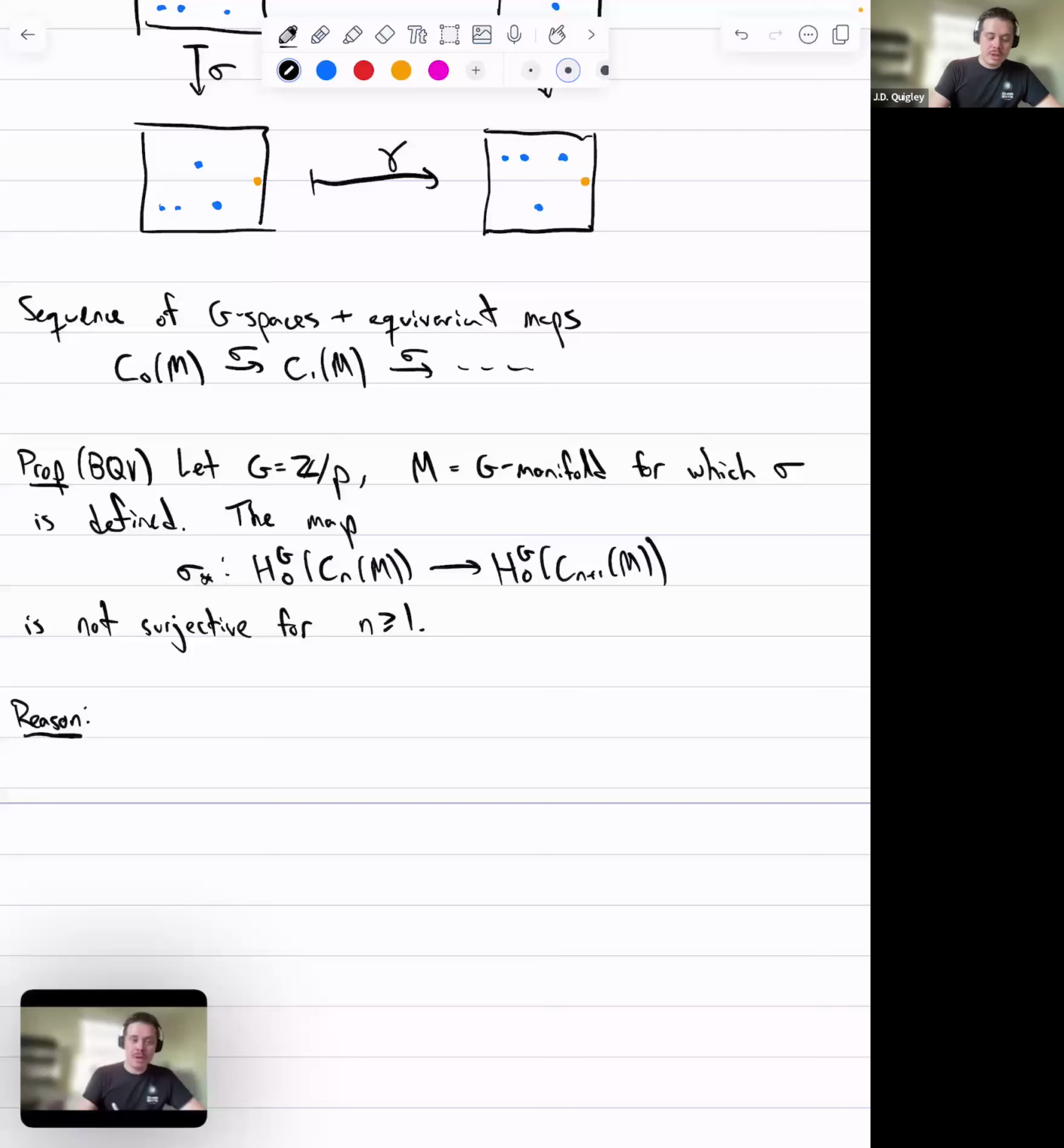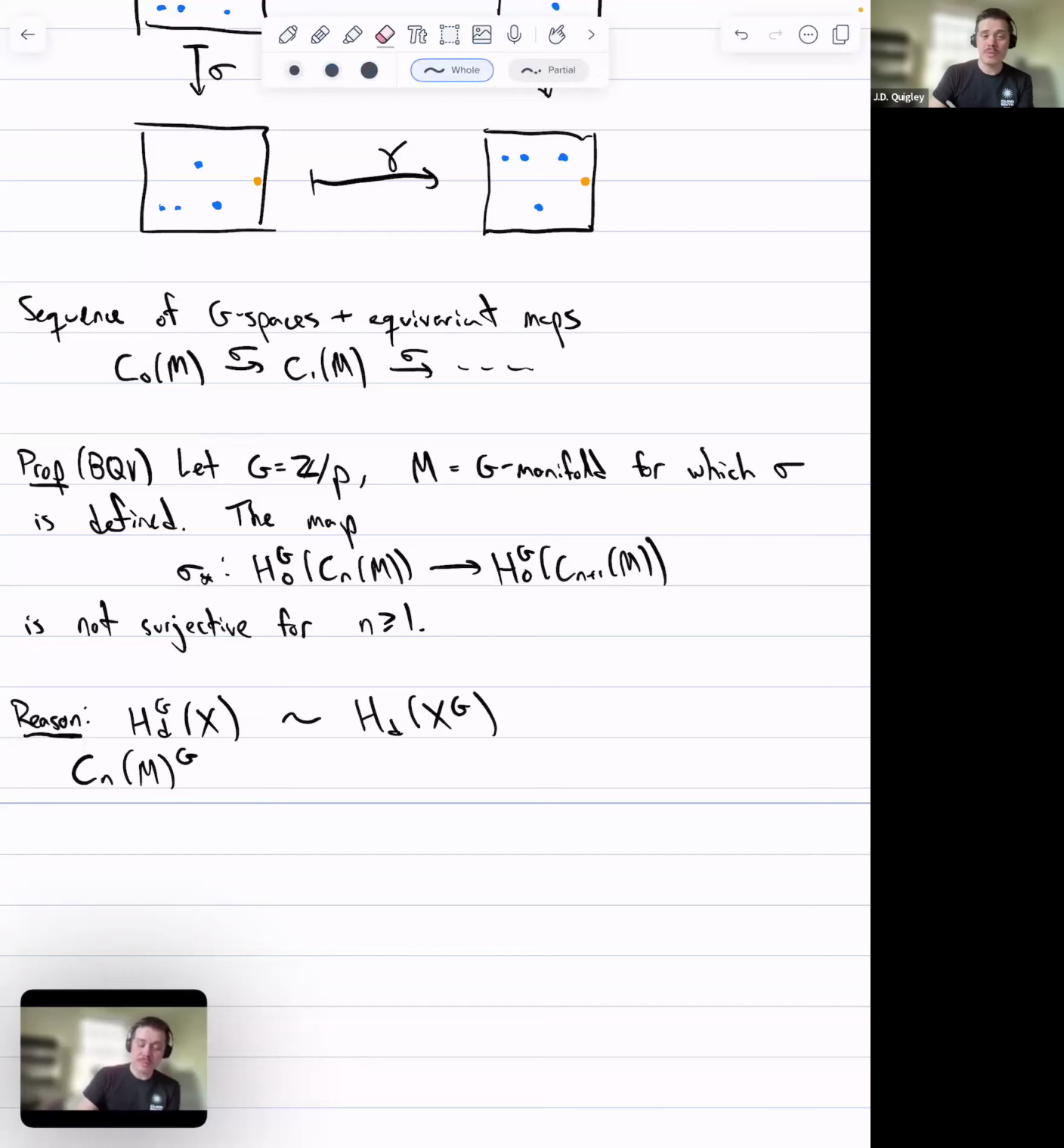And the reason is easy to explain. If we believe our slogan about Bredon homology, then the Bredon homology of some G space X should be related to the homology of the fixed points of X. And the reason this map is not surjective on H naught is because if I look at my configurations of endpoints in M, and then I take the G fixed points, this will contain new summands as N increases.